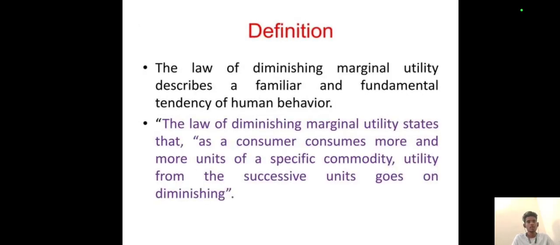Definition. The law of diminishing marginal utility describes a familiar and fundamental tendency of human behavior. The law of diminishing marginal utility states that as a consumer consumes more and more units of a specific commodity, utility from the successive units goes on diminishing. This is the definition of the law of diminishing marginal utility.